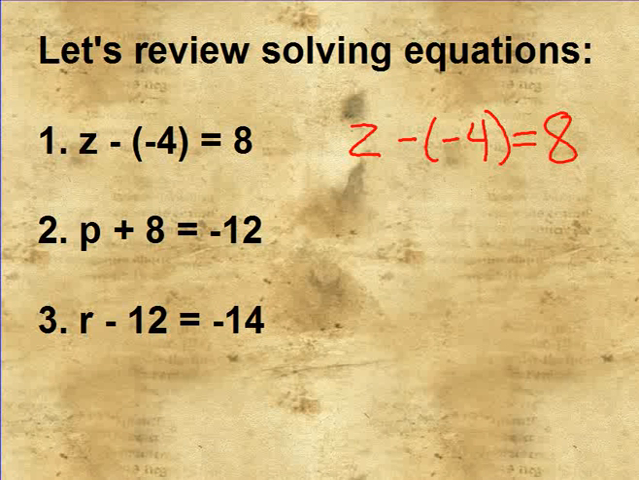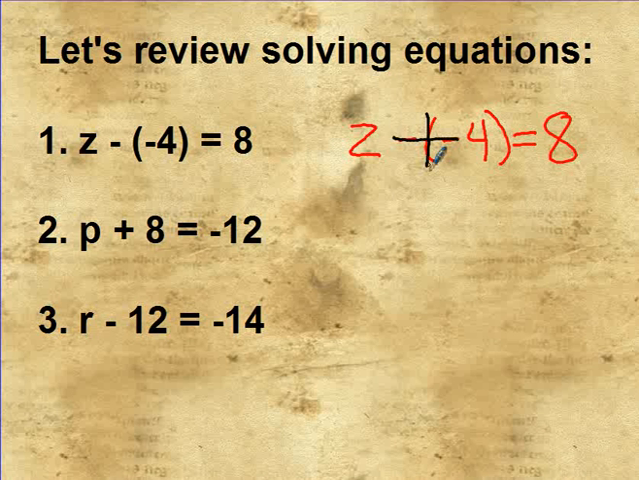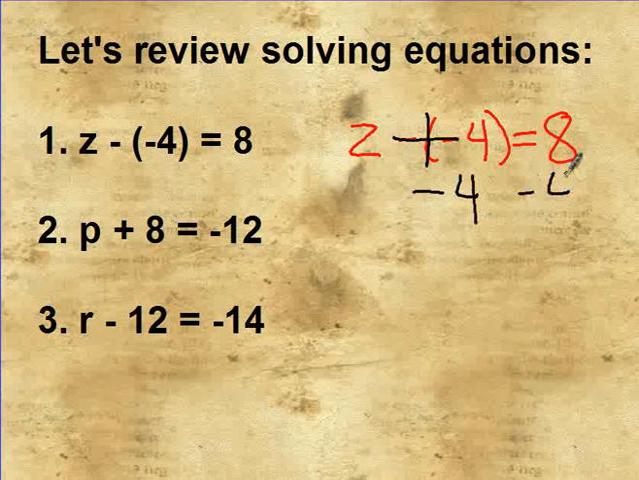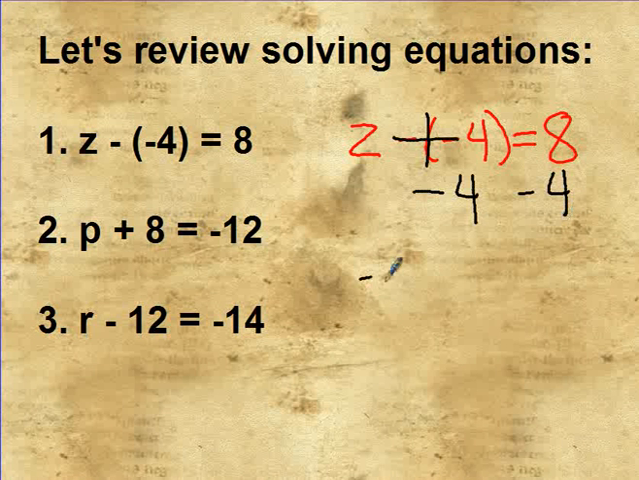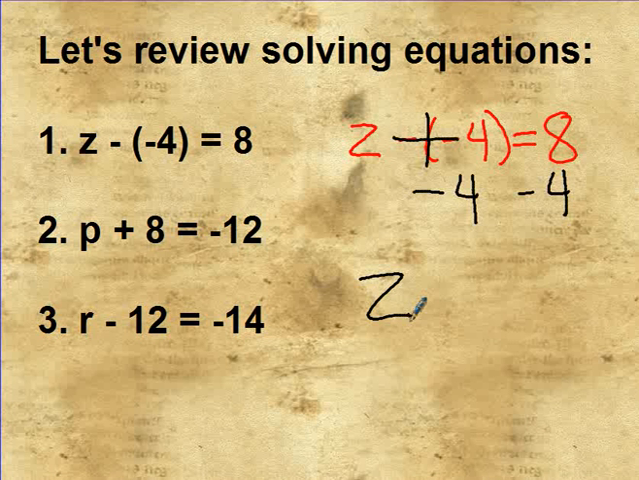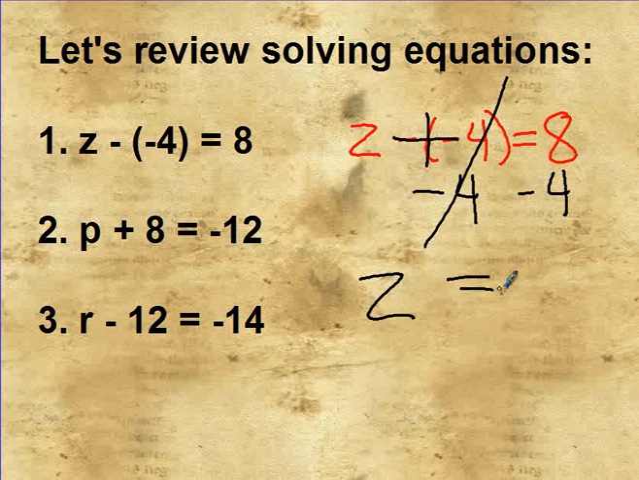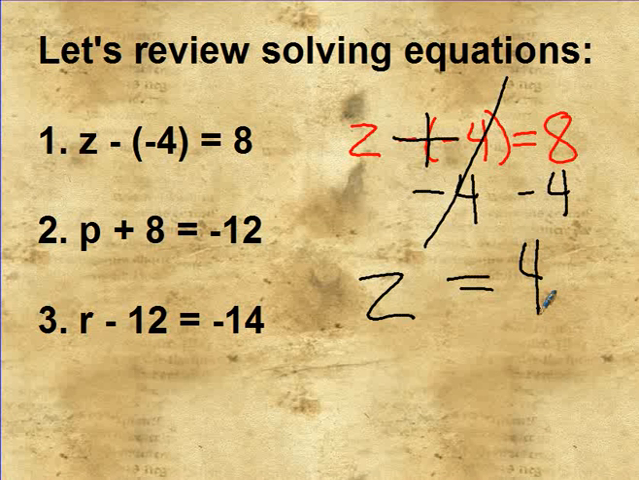We know that two negatives make a positive. I now have z plus 4 equals 8. To get rid of the plus 4, I will put in a -4 on each side. This will give me z all by itself. The plus 4 and the minus 4 cancel. And an 8 and a -4 is positive 4. So z equals 4.